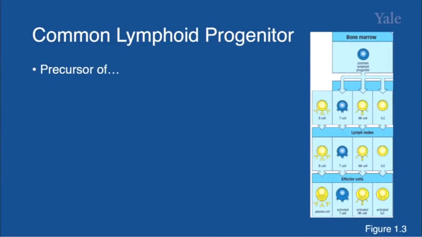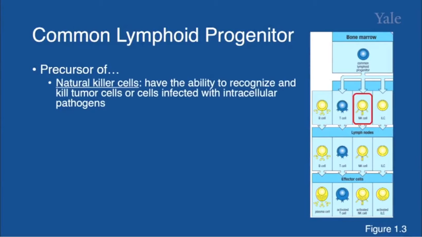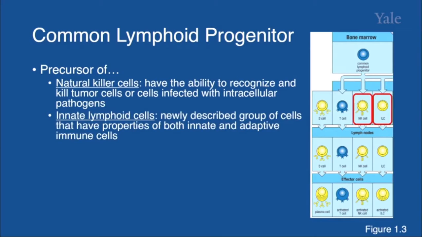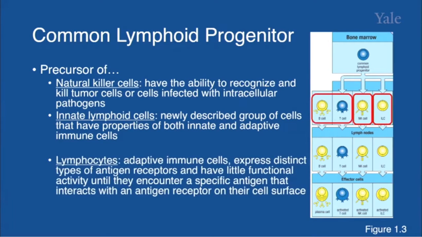Now, the common lymphoid progenitor cell is the precursor of a variety of cells that are in the lymphoid lineage. These include the natural killer cells, which have the ability to recognize and kill tumor cells or cells that are infected with intracellular pathogens, innate lymphoid cells, which are a very newly described group of cells that have properties of both innate and adaptive immune cells, as well as the lymphocytes, which are composed of the B and T cells, which are adaptive immune cells.